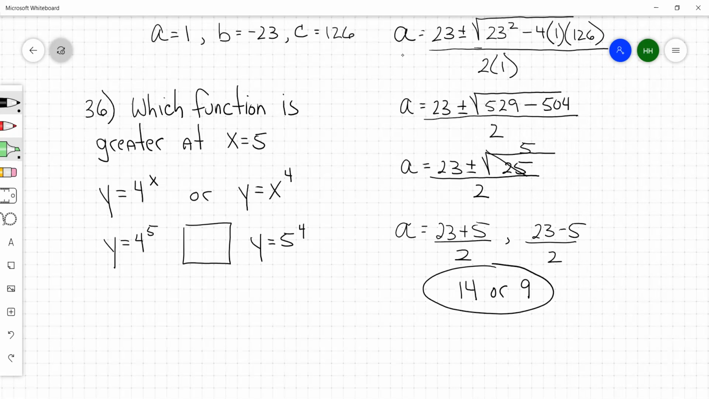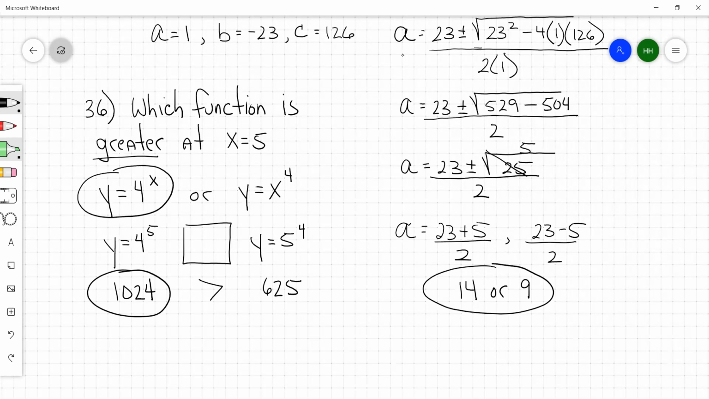And in your calculator, if you take 4 and raise it to the 5th, you get 1024. And then if you take 5 and you raise it to the 4th, you get 625. So the 1024 is greater, or the y equals 4 raised to the x power is greater.